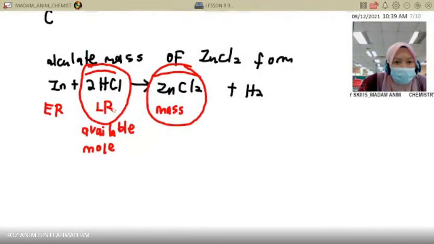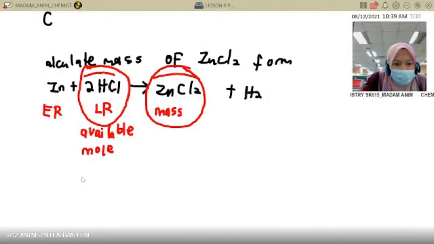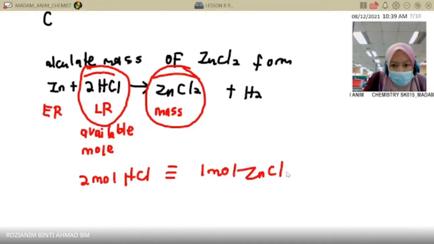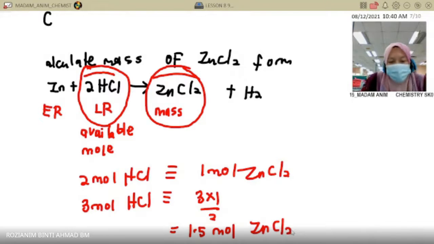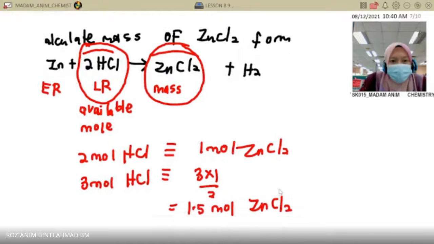Dapat? Okay. So, kita akan buat stoikiometri sekarang. 2 mol HCl bersamaan dengan 1 mol zinc chloride. So, mole available hydrochloric acid tadi dah bahagi, iaitu 3 mol hydrochloric acid. Mesti ambil available tak boleh ambil needed. Needed untuk dapatkan siapa limiting sahaja. So, darab silang 3 darab 1 bahagi 2. So, kita akan dapat 1.5 mol untuk ZnCl2. So, bolehlah cari mass je yang seterusnya.